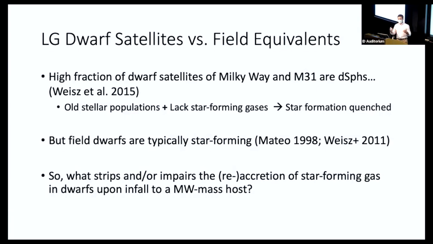these dwarfs are typically star forming. And when we then look at them in the Local Group satellites like Milky Way and M31, we actually find that a lot of these are quenched. And that begs the question, why is this happening? What's stripping gas and/or preventing creation of star-forming gas in these satellite contexts?